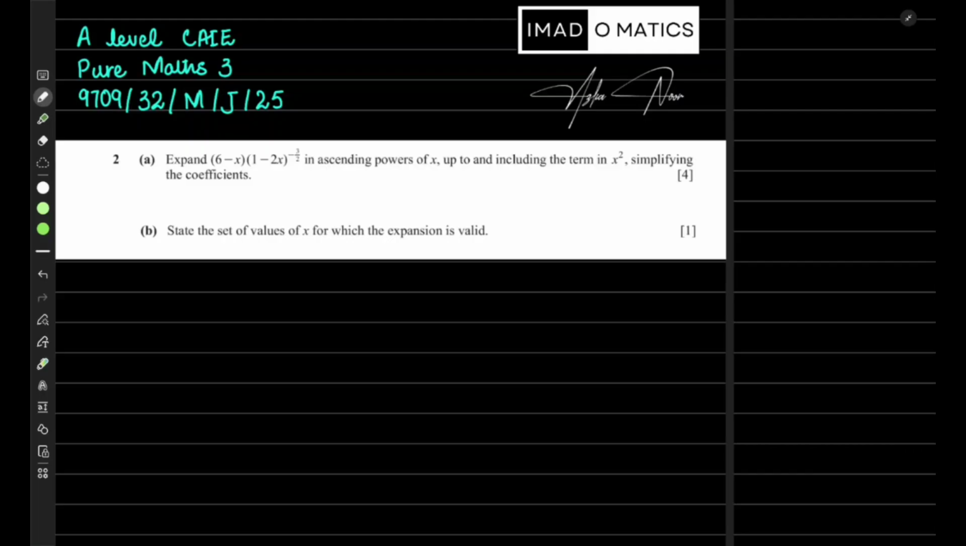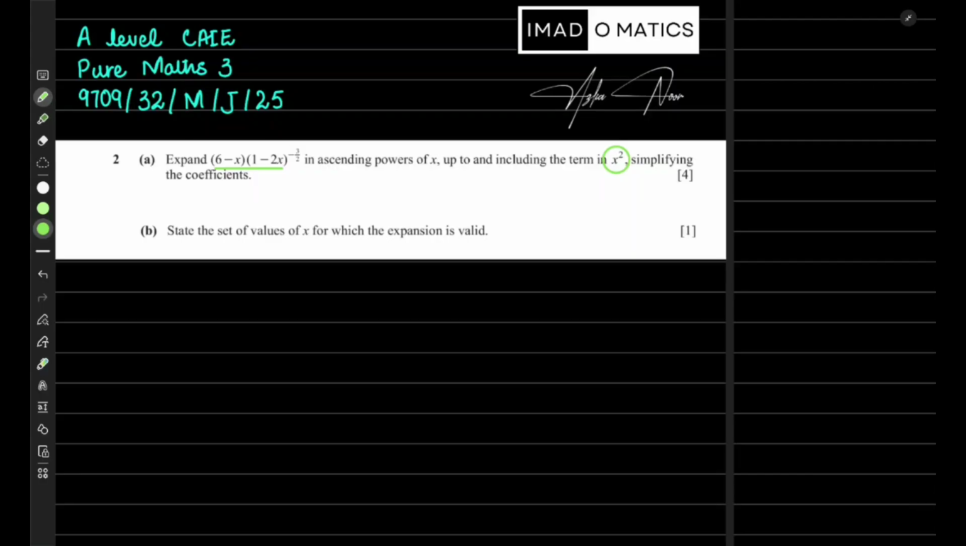We are solving A-level CIE's paper, Pure Maths 3, paper code 9709, variant 32, May-June 2025, and we are doing question number 2. Question 2 says expand (6 minus x) times (1 minus 2x) to the power minus 3 over 2 in ascending powers of x up to and including the term in x square, simplifying the coefficients.